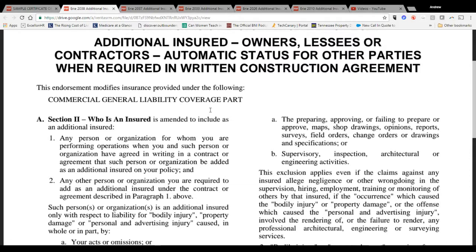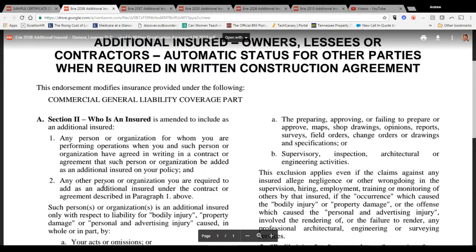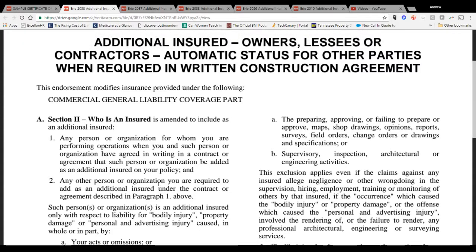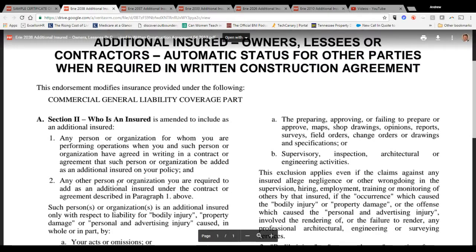The other thing is if you're a GC, the guy that you're building the house for, constructing the building for, or the city, a lot of times they'll require you to name them as additional insured. And if you see it with the wording in number 2 here, it's any person or any other person or organization you are required to add as additional insured. So a lot of times the contracts that I'll see will say that the additional insured is required to be the general contractor plus the architect, the engineer, the owner of the property, and anyone else who's even looked at it. Just kidding. But sometimes that comes into play. So we like this one because it gives that additional insured status.